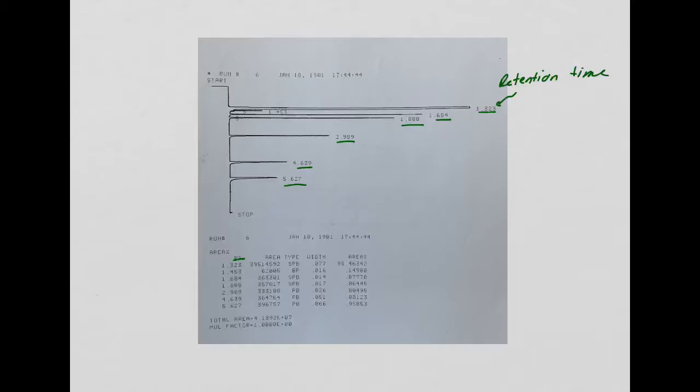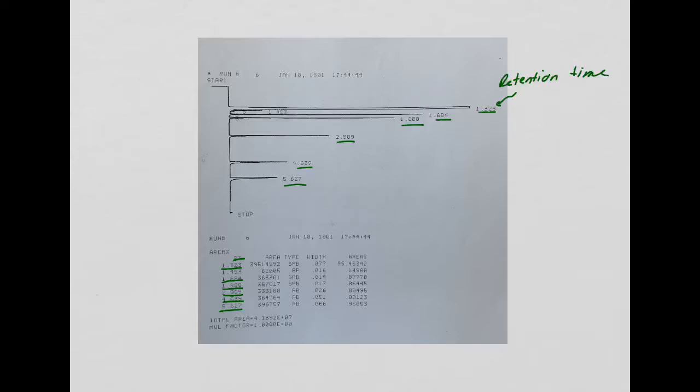You could match up those lines to here. So 1.32, that's one right here. That's the first one. And then 1.684, that's the one right here. 1.88, and then 2.989, 4.36, and 5.627. So far, so good. So these are the major peaks that I get. The retention time is next to them, and I can match them to the retention time down here. So that's the one piece of information we look at.